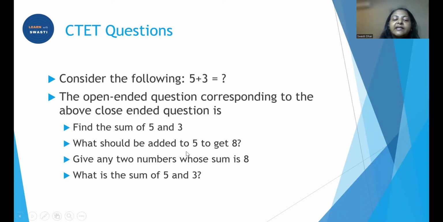But when I say give any 2 numbers whose sum is 8, you need not give 5 and 3. 4 plus 4 is also 8. 6 plus 2 is 8, minus 6 and plus 14 would be giving you 8. So there are many sets which can give you 8. So therefore, give any 2 numbers whose sum is 8 is an open-ended question.